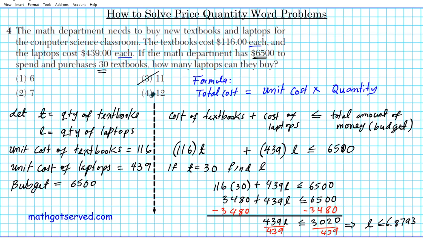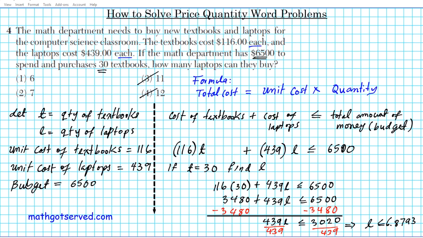All right, so let's look at our options here. 11 is way out, 12 is way out. So which one are we going to pick? Are we going to pick 6 or are we going to pick 7? Let's think about that for a second. Which is the correct answer? The correct answer is going to be 6.